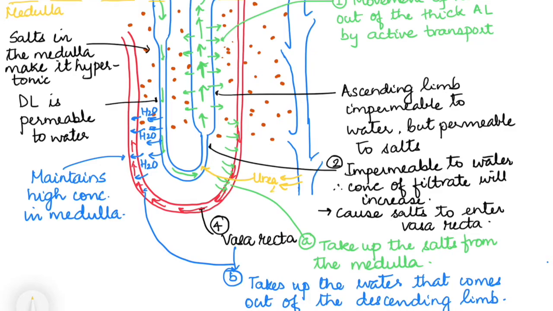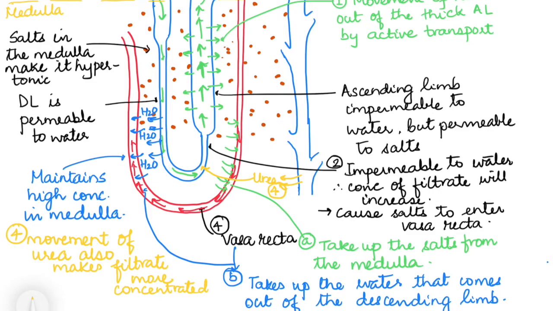The next point is that urea from the collecting duct moves into the thin ascending limb. This creates a hypertonic filtrate, that is, a highly concentrated filtrate. Other than that, there is also movement of some ions out of the collecting duct, and all this contributes to making the medullary interstitium highly concentrated. And this is essential for creating a hypertonic urine.